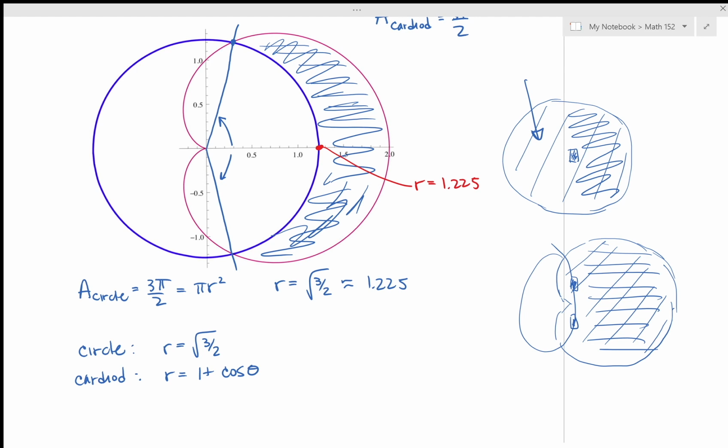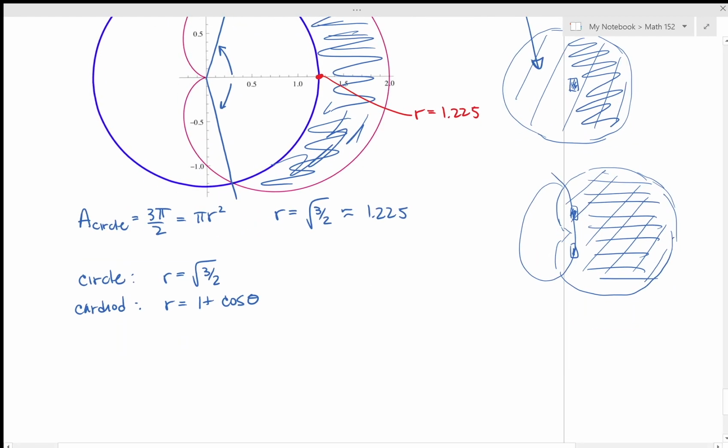So we're finding the intersection points between the circle and the cardioid. The circle has equation r equals root 3 over 2, and the cardioid has equation 1 plus cos theta. So we're putting r equal. That will mean that cosine theta is equal to square root 3 over 2 minus 1. So r is equal, so these two things are equal, which means that the cosine theta is equal to this, and I'm doing this with a calculator.